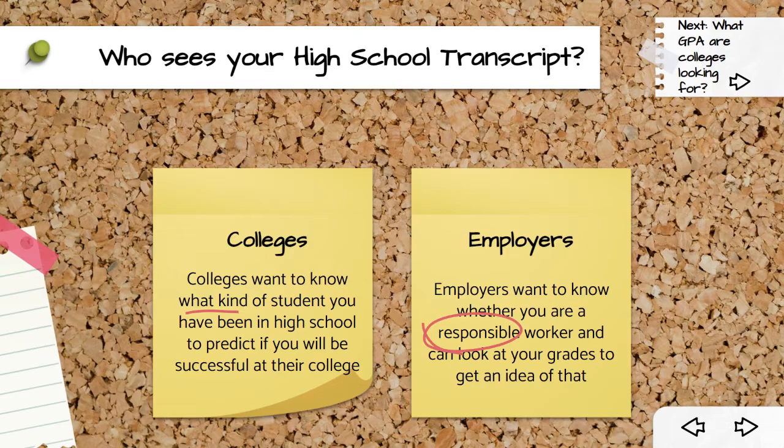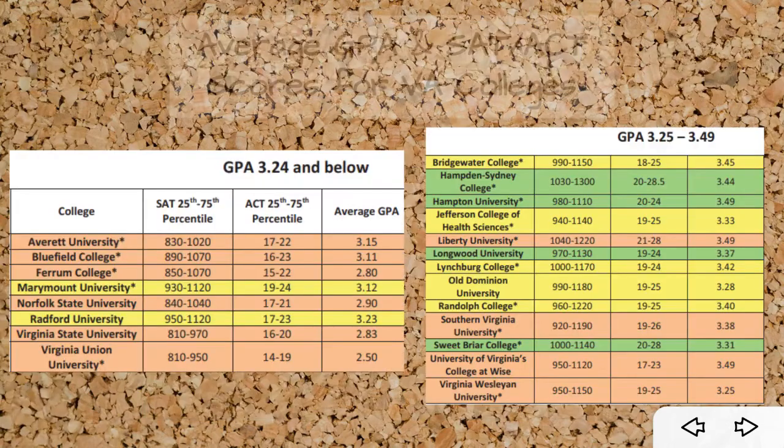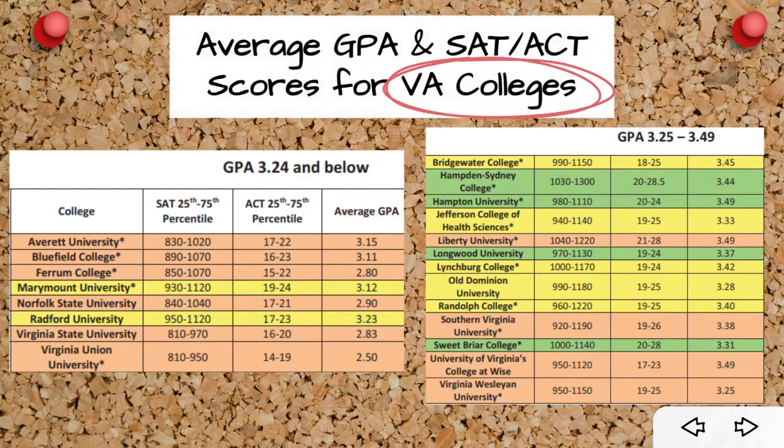Let's take a look at what colleges are looking for with your grade point average. This right here is a list of colleges in Virginia. If you look over here on the left, we have Norfolk State University. The students that are being accepted to Norfolk State have an average of 2.9 grade point average. Again, remember, a 4.0 is perfect.